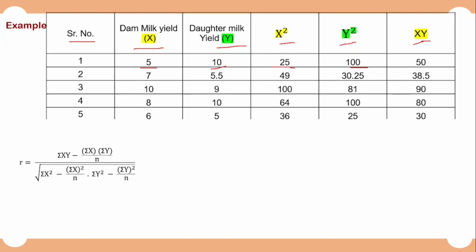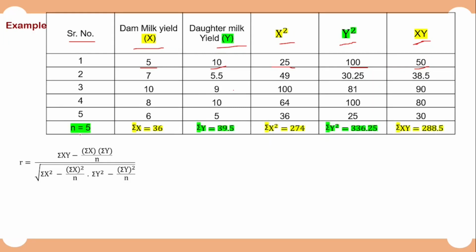This last column is the product xy, where I multiplied the x value with the y value. The first value of x was 5 and the first value of y was 10, so 5 into 10 is equal to 50, and I calculated the product of each value of x and y using the same method. Now I have calculated x square, y square and xy, but we also need the sum of x square, sum of x, sum of y and n. So we will also calculate these.